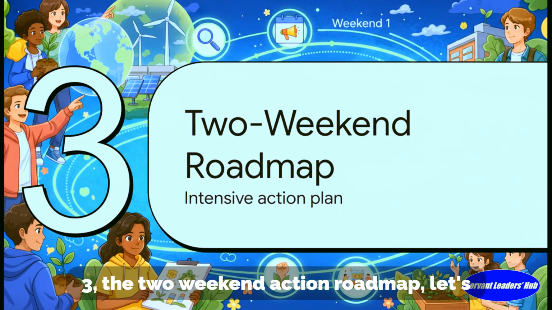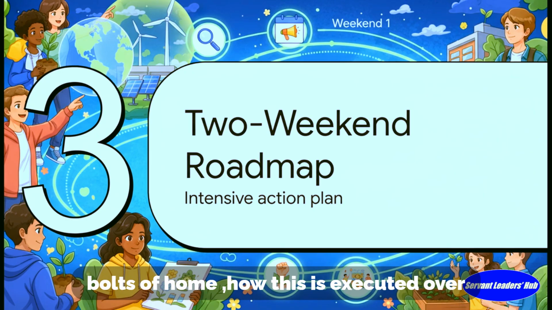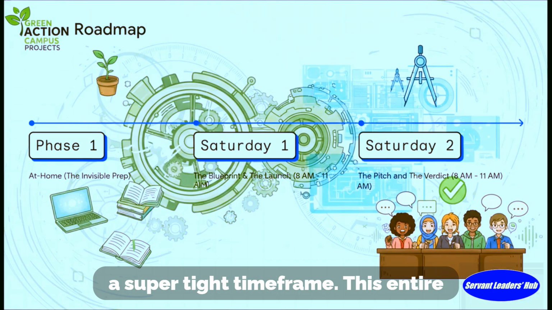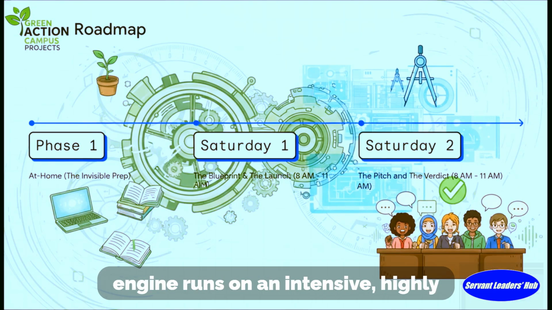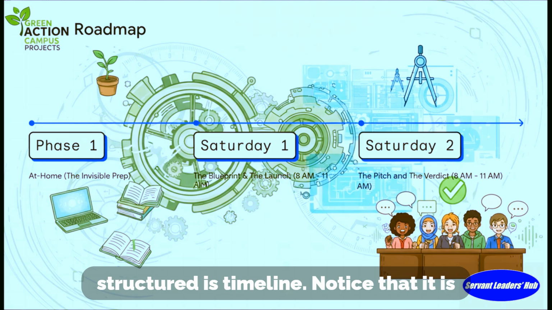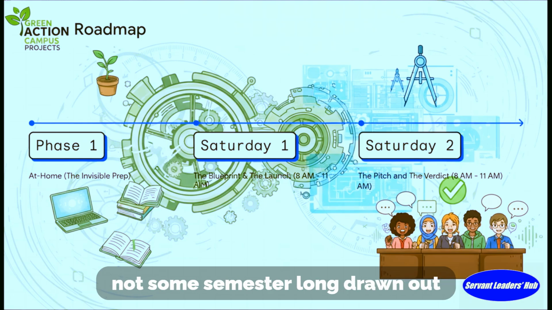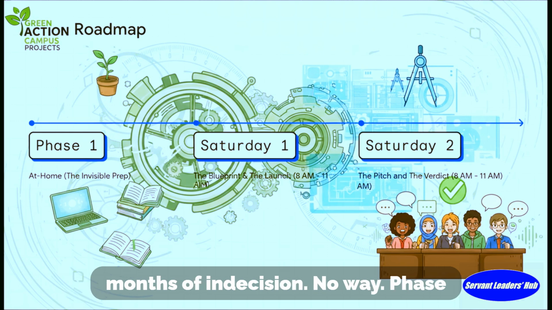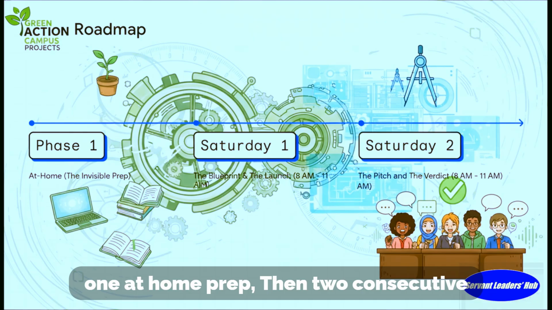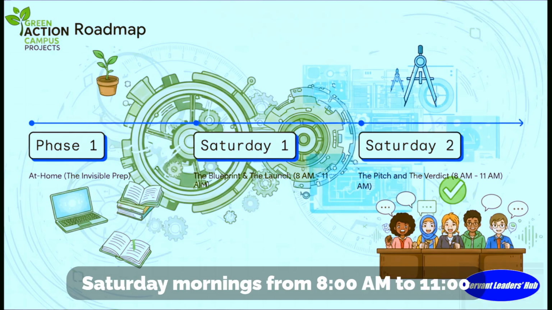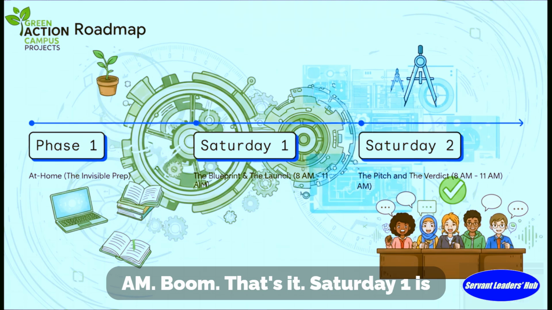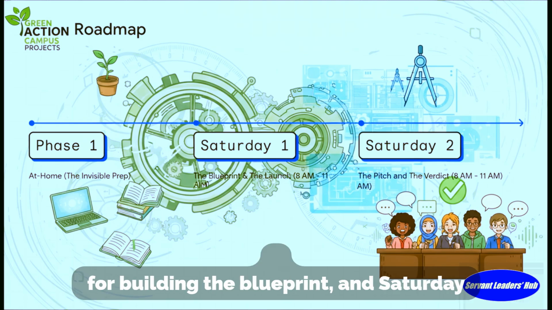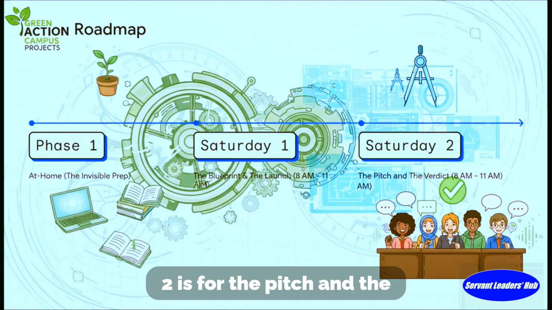The 2-weekend action roadmap. Let's look at the actual nuts and bolts of how this is executed over a super tight time frame. This entire engine runs on an intensive, highly structured timeline. Notice that it is not some semester-long, drawn-out committee where ideas just go to die over months of indecision. No way. It's Phase 1, at-home prep. Then 2 consecutive Saturday mornings from 8 a.m. to 11 a.m. Boom, that's it. Saturday 1 is for building the blueprint, and Saturday 2 is for the pitch and the verdict.